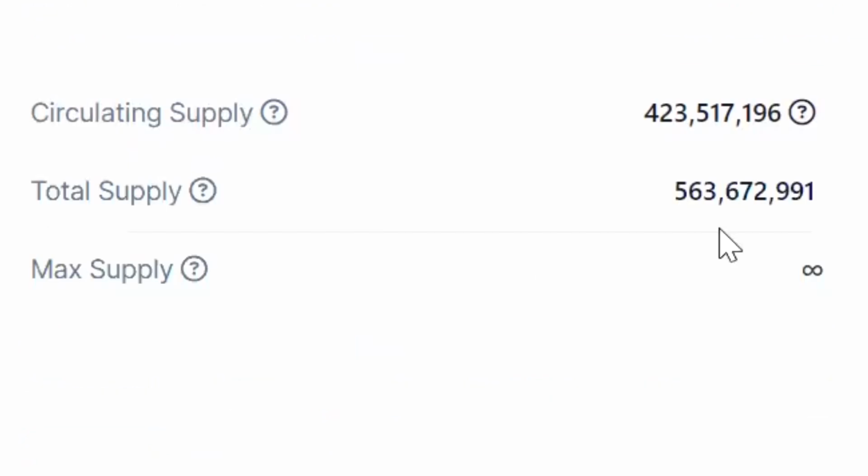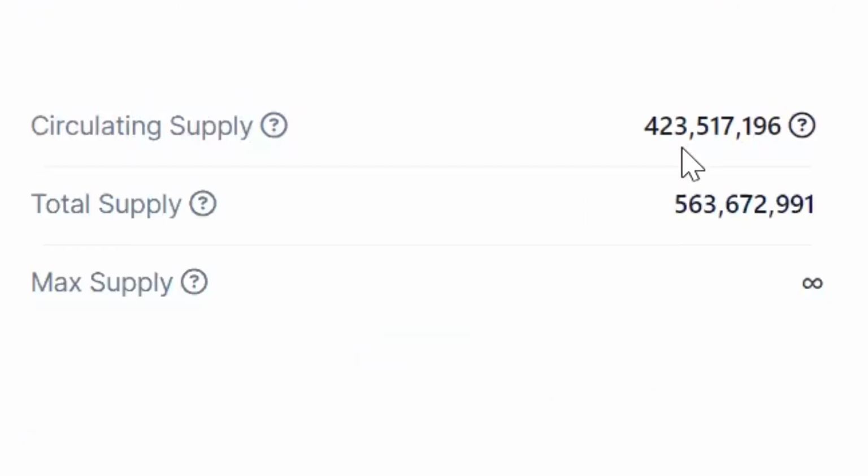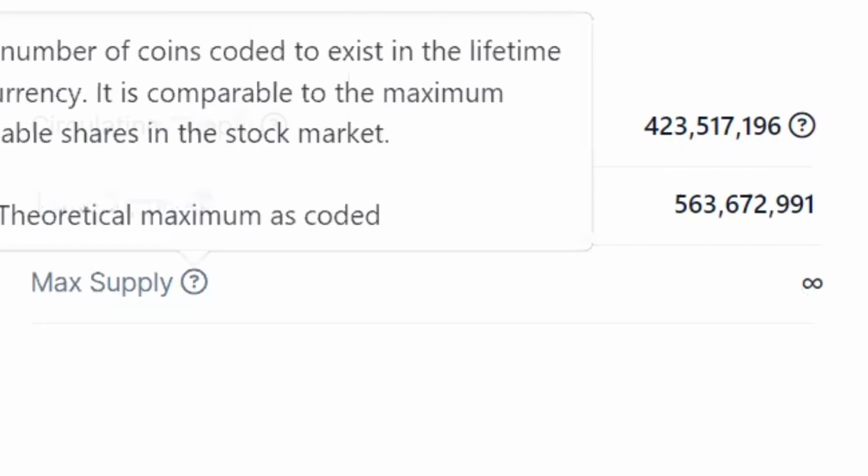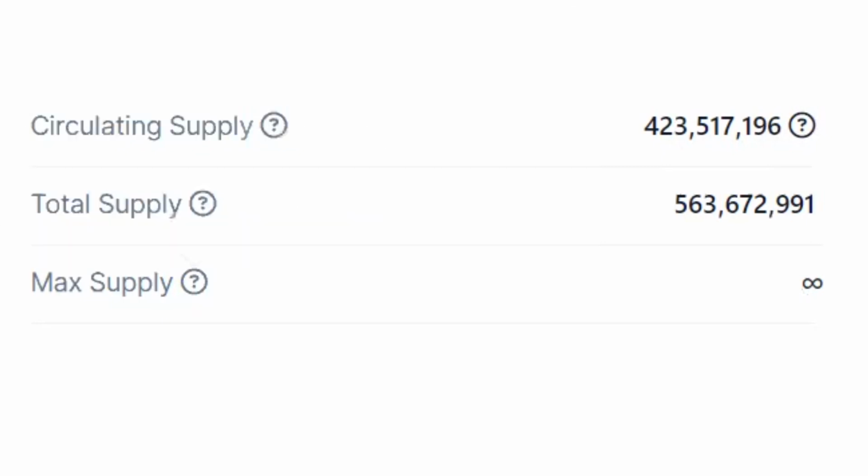Here's Solana. Solana has 423 million circulating supply, more than TIA. Again, it has the infinity max supply. You can see its market cap is 25 billion. So pretty much Solana is 1/10 the market cap of Ethereum. Do I think TIA and Celestia could do what Solana's doing and be 1/10 of Ethereum? Most definitely. Could it be right up there with Solana? Most definitely. Could it be bigger? I think so. I think definitely it could. But of course, only time will tell.